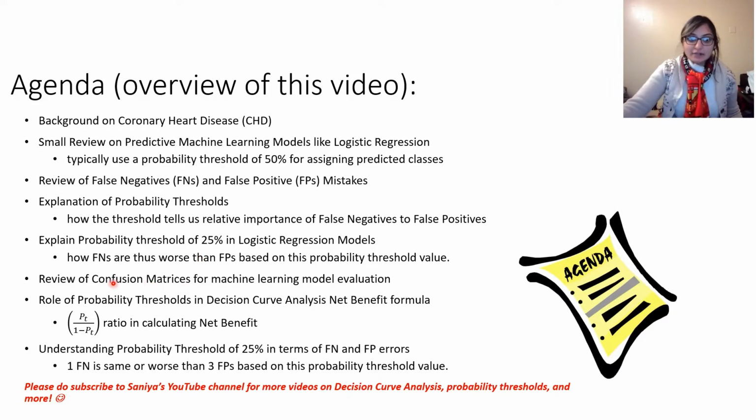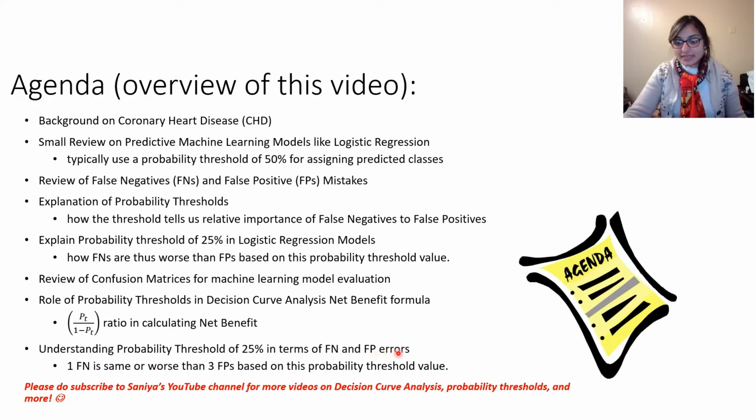Then I'll go through confusion matrices for machine learning model evaluation, focusing on this threshold of 25%. I'll talk about how probability thresholds are used in the decision curve analysis net benefit formula. In particular, a probability threshold is PT, and PT over 1 minus PT is a ratio used to calculate the net benefit of different predictive models or decisions. I have more detailed videos on that, but I will just show the role of it in the net benefit formula.